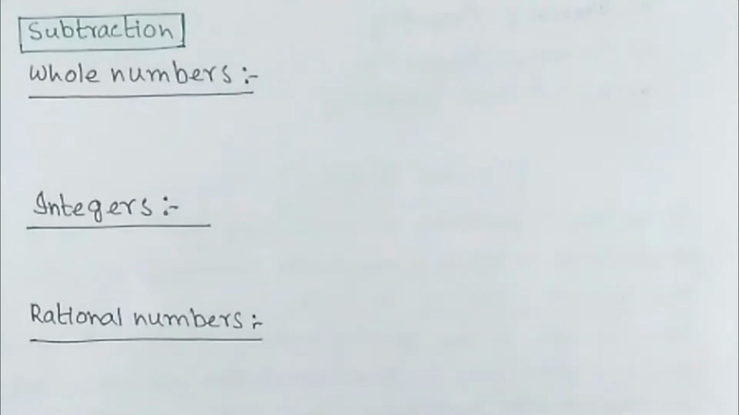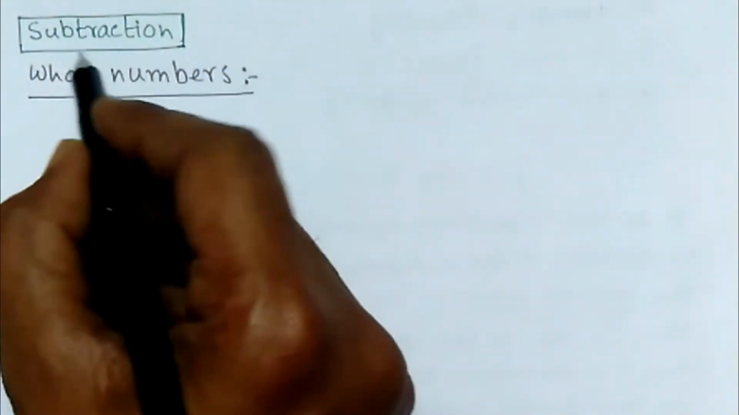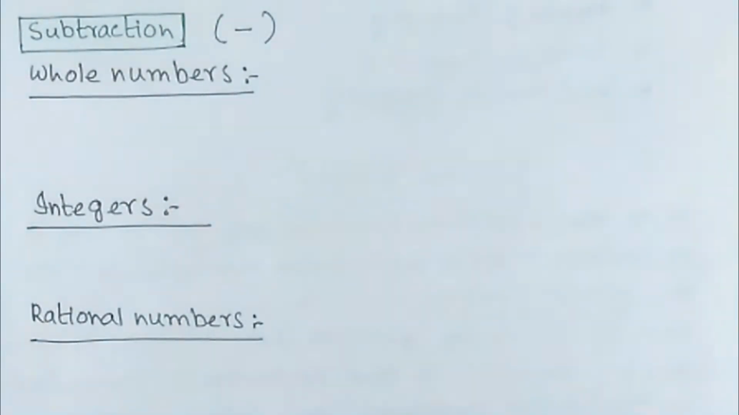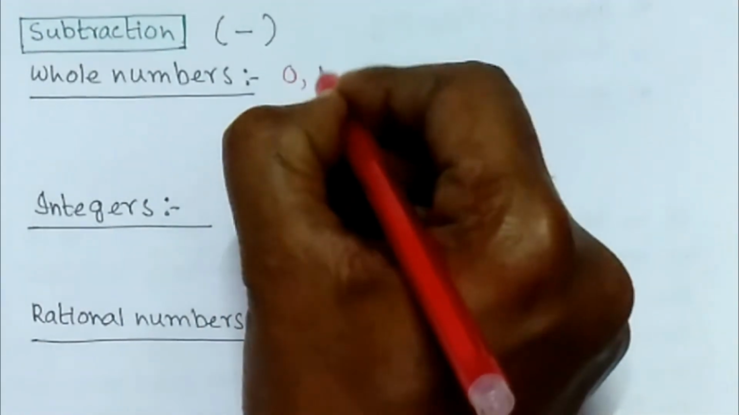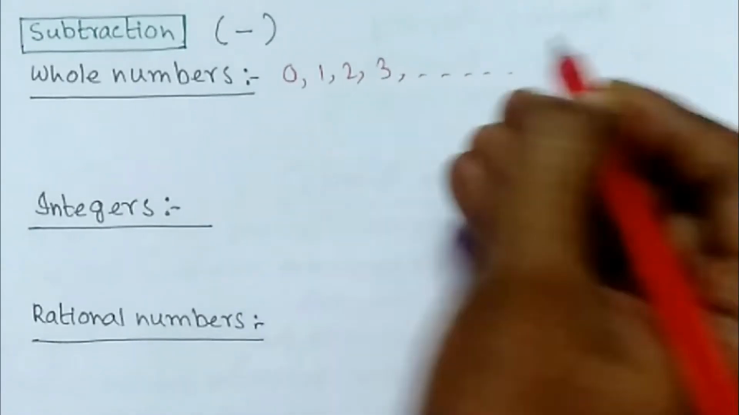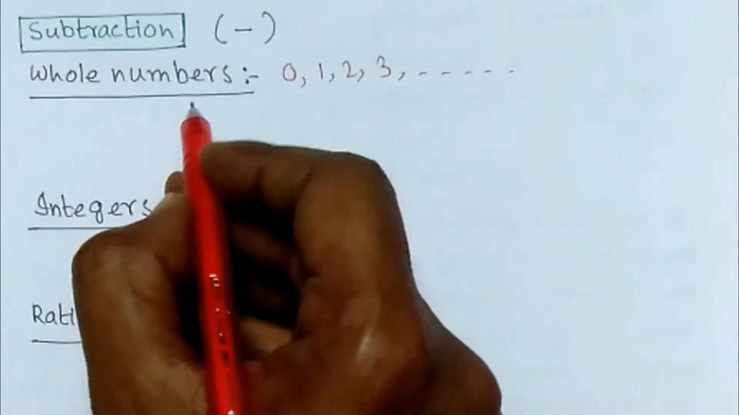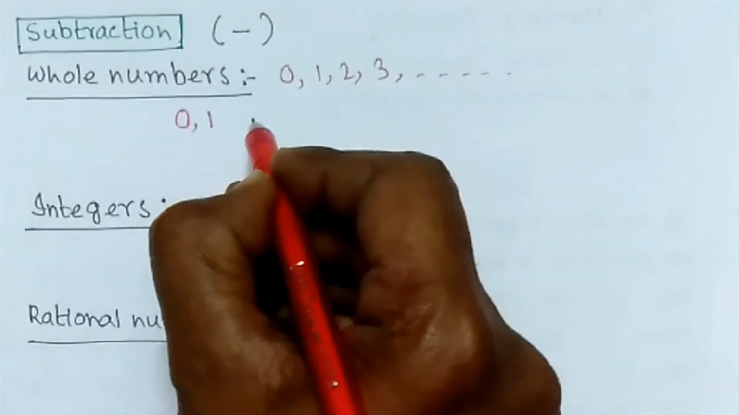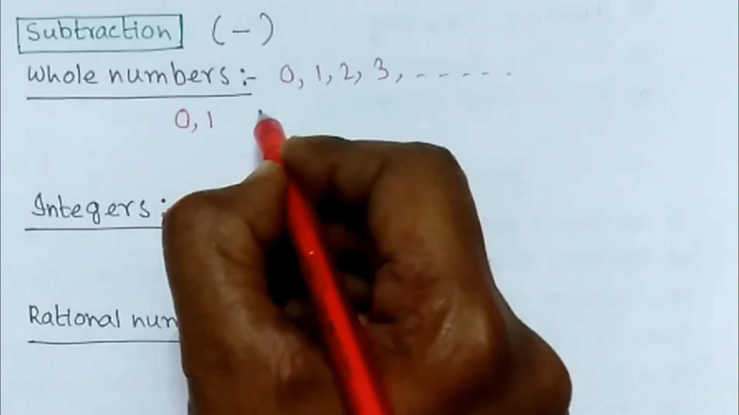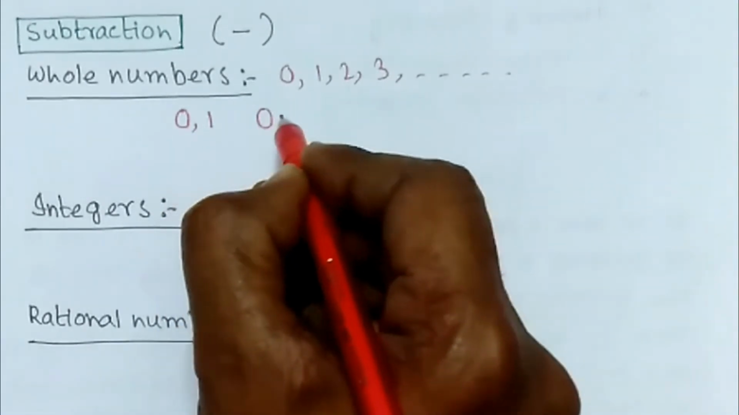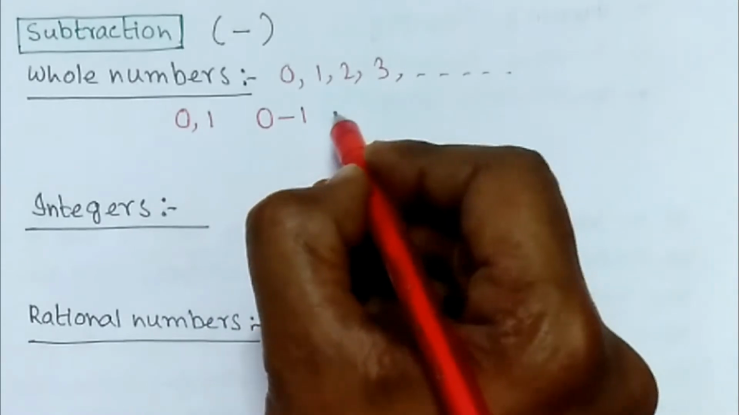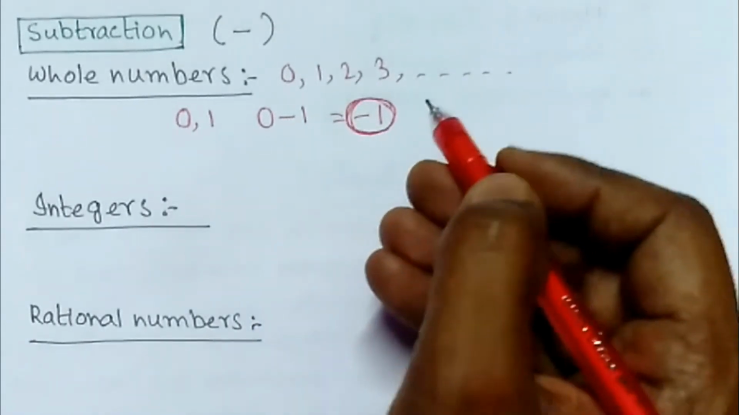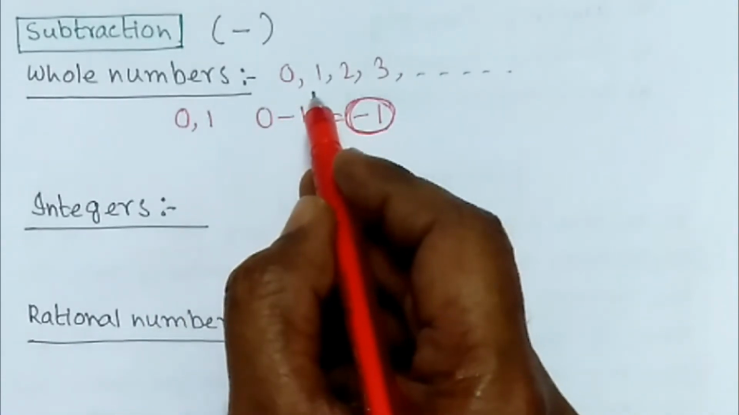Now we are going to check the closure property for subtraction. We use the symbol minus for the operation subtraction, right? For whole numbers, that is 0, 1, 2, 3 up to infinity, if we do the operation subtraction for any two whole numbers, say 0 and 1, that is, if we subtract 1 from 0, then 0 minus 1 gives us minus 1. Look very carefully. Is minus 1 a whole number?